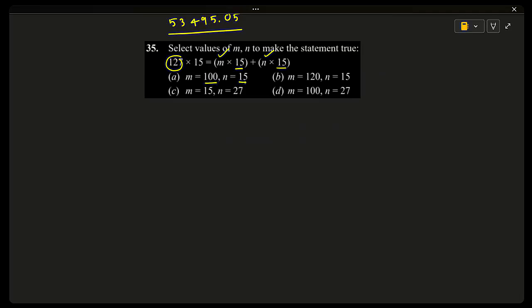100 plus 15 is not 127, wrong. 120 plus 15 is not 127, wrong. 15 plus 27 also not 127, but 100 plus 27 is 127. That is option D. Option D is correct.